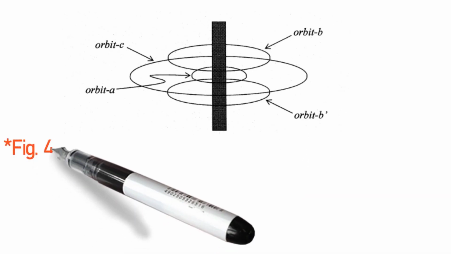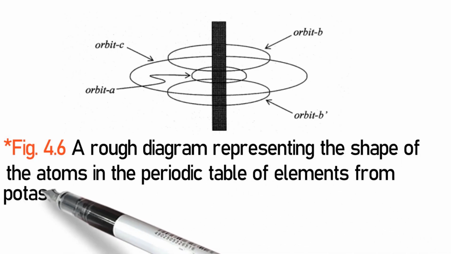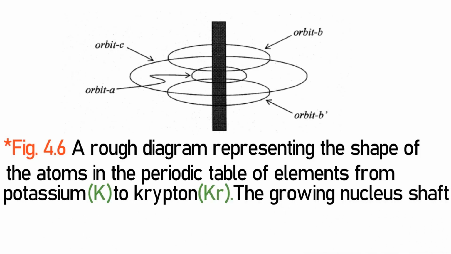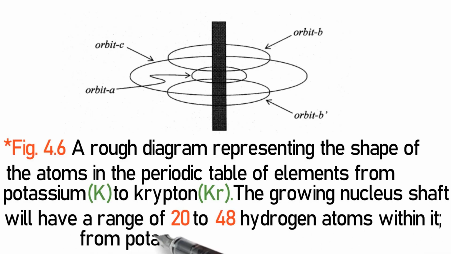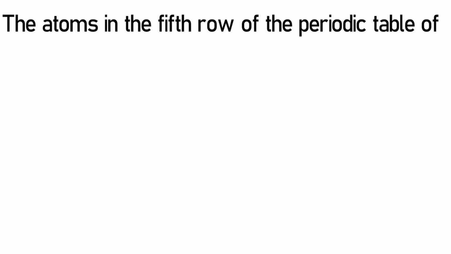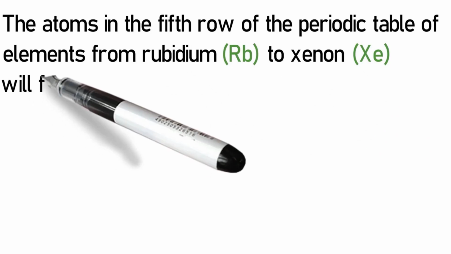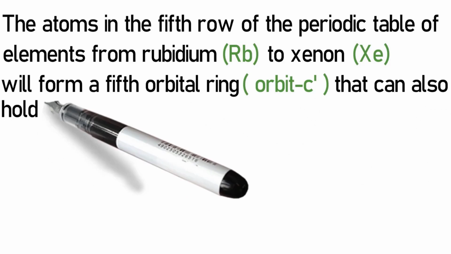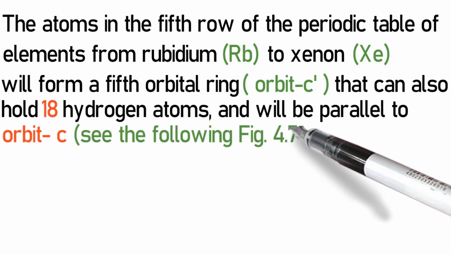Figure 4.6, a rough diagram representing the shape of the atoms in the periodic table of elements from potassium, K, to krypton, Kr. The growing nucleus shaft will have a range of 20 to 48 hydrogen atoms within it, from potassium to krypton. The atoms in the fifth row of the periodic table of elements, from rubidium, Rb, to xenon, Xe, will form a fifth orbital ring, orbit C', that can also hold 18 hydrogen atoms and will be parallel to orbit C. See the following figure 4.7.